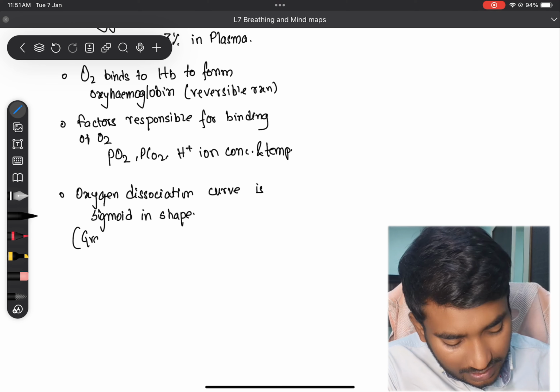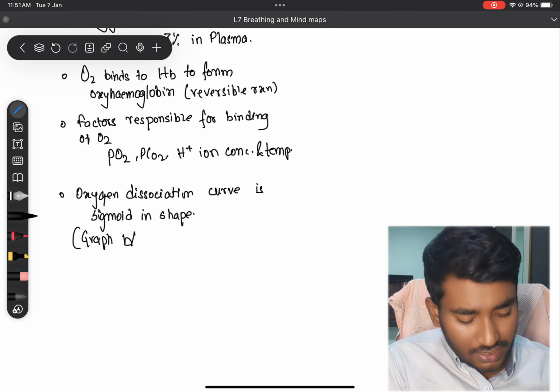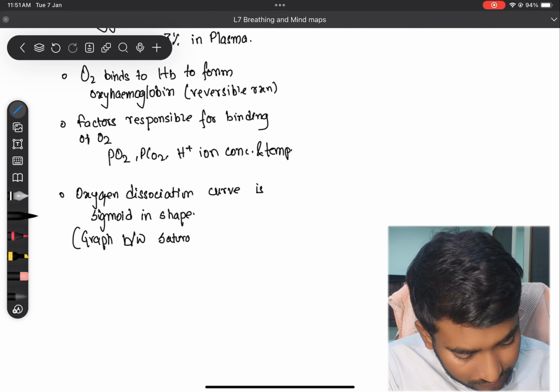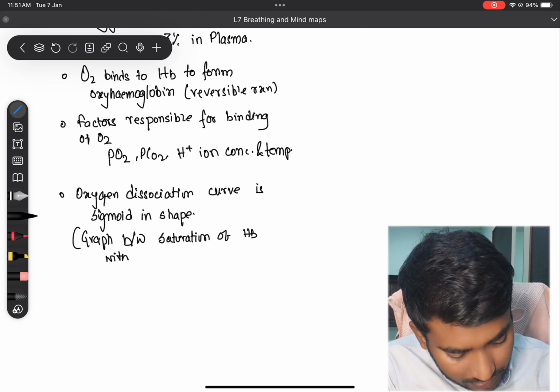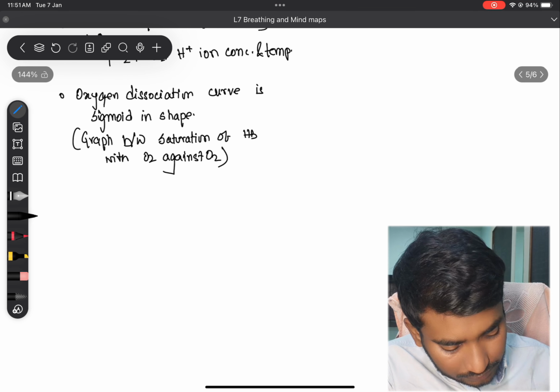Okay, that is the graph. What is the oxygen dissociation curve graph like? It is a graph between saturation of Hb with O2 against the partial pressure of oxygen.